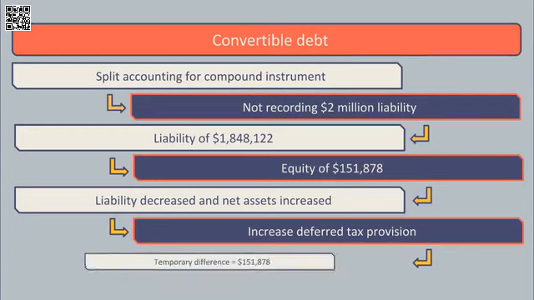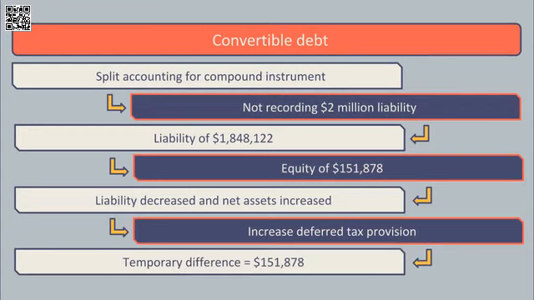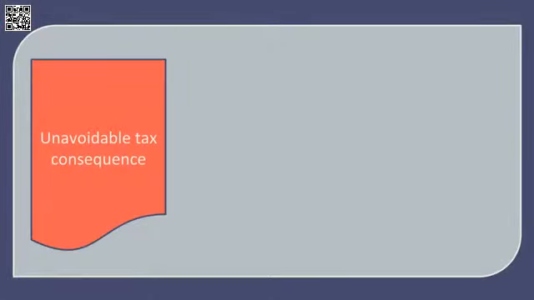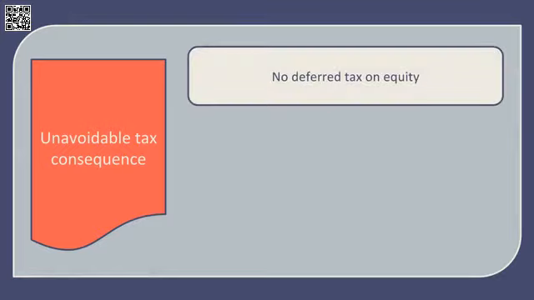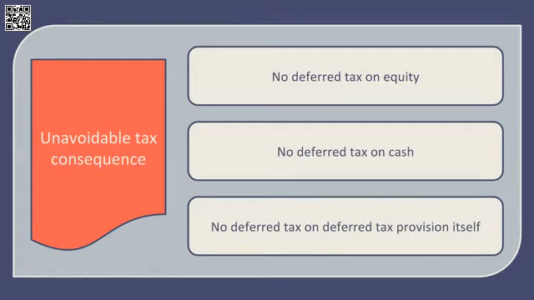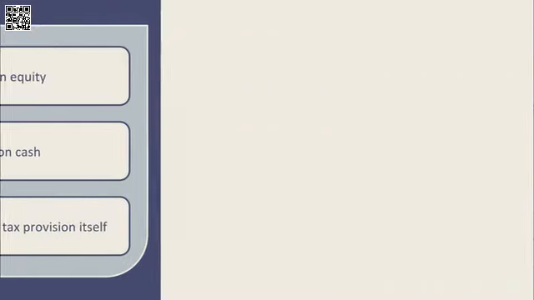We increase the temporary difference by 151,878. So deferred tax is about the unavoidable tax consequence of holding assets and liabilities in the business. In this case then, there is no need to explore the equity section of the balance sheet, as this is just a reflection of the assets and liabilities. Also, there is no deferred tax on cash, and of course, on the deferred tax provision itself. Let's now take a look at an example that draws all of this together.